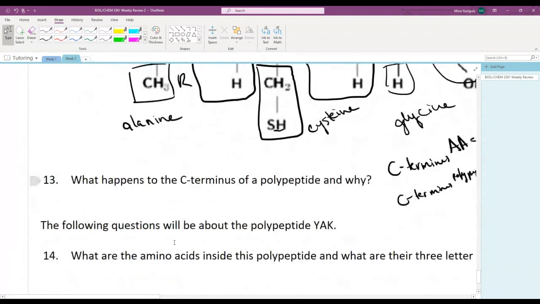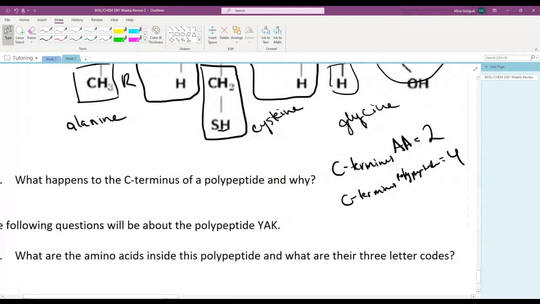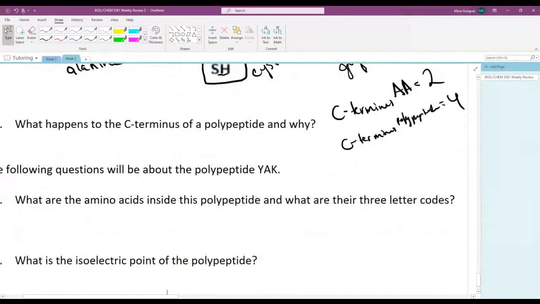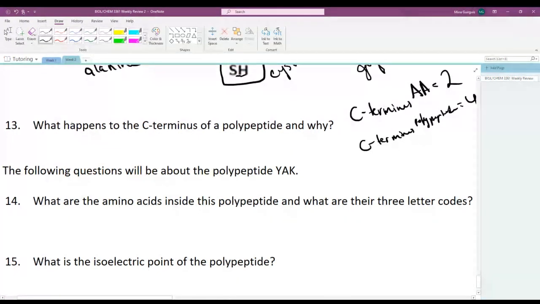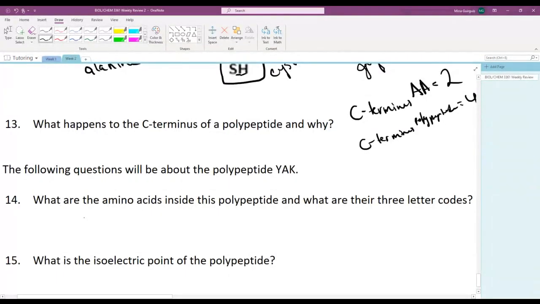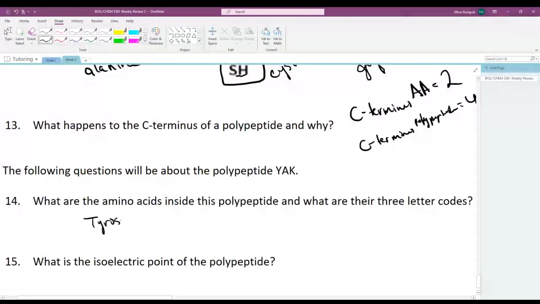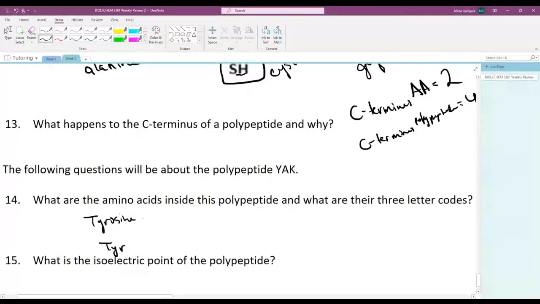Okay. So all of these questions, I think there's 4 of them, are going to be related to the enzyme or to the polypeptide YAK. Just 3 random letters. Okay. What are the amino acids inside this peptide, and what are their 3-letter codes? Again, a reminder: you need to have the 3-letter codes memorized. Actually, I think there's only 3 of these. Okay. So 3-letter code. So let's start with what are the amino acids? So Y is, there it is. Tyrosine, perfect. And so you already gave me the 3-letter code as well, which is excellent. TYR, okay.